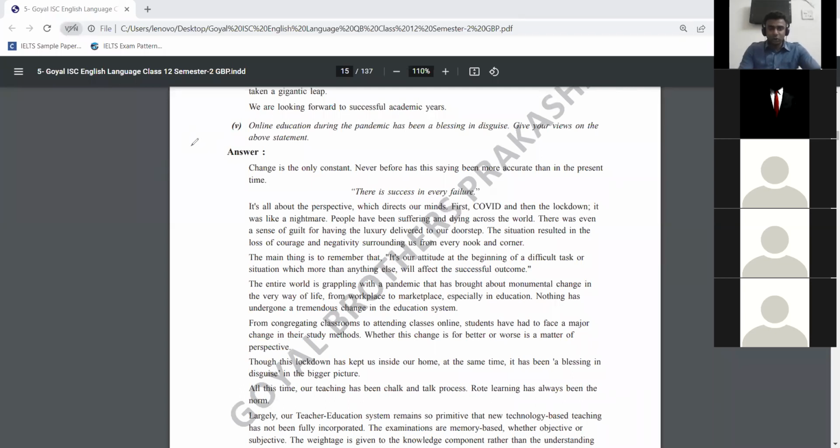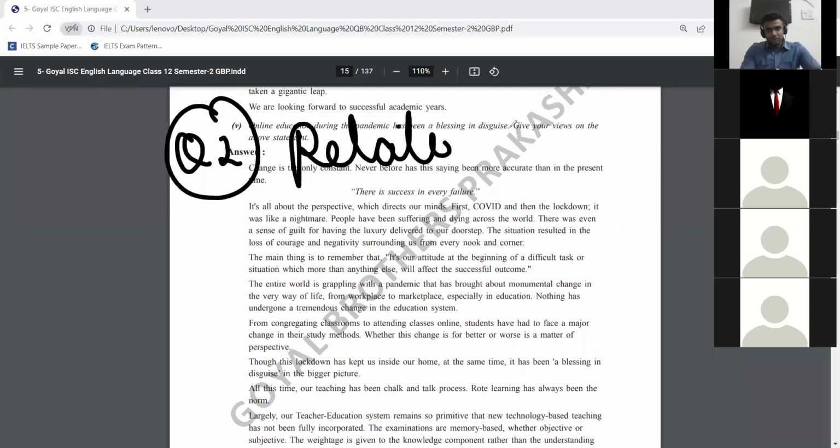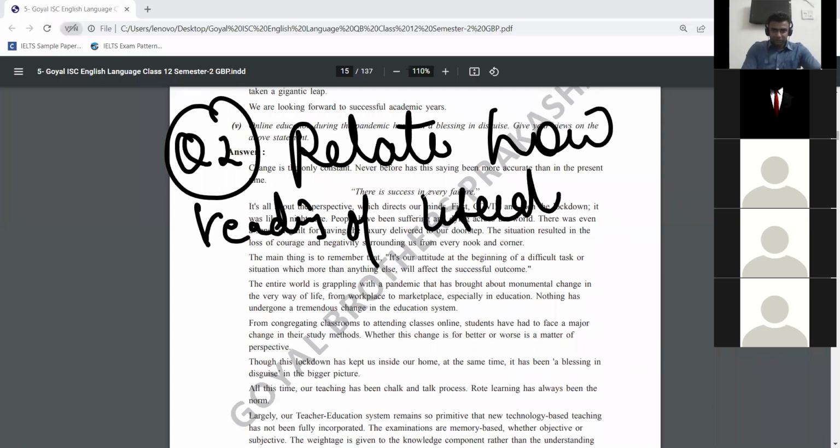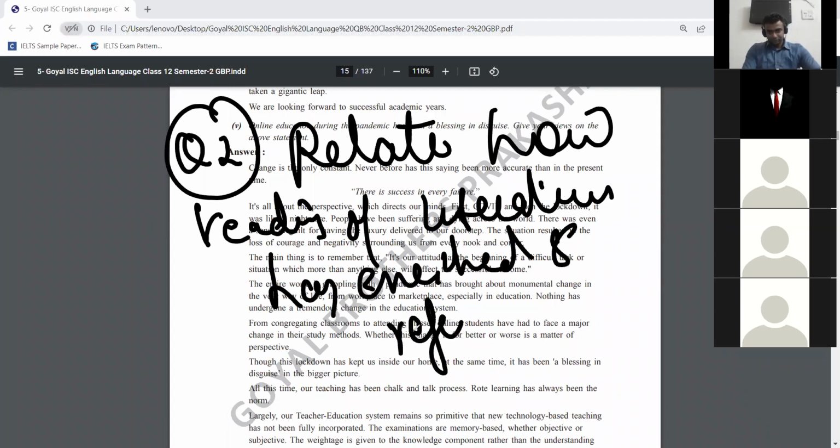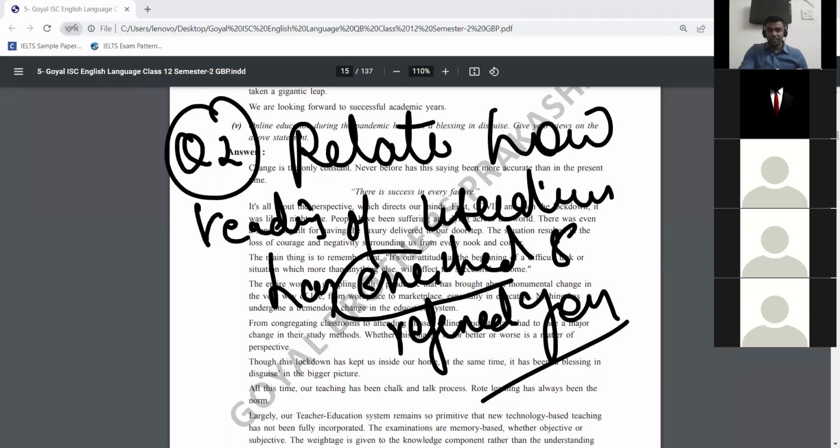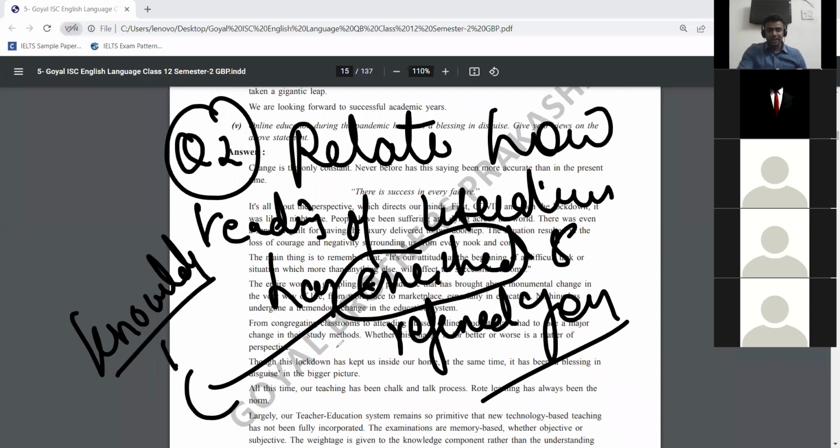This time Deepika will answer your question. Come on. Relate how the reading of literature has enriched and refined you. What a topic. Oh my God, what a topic. Deepika, relate how reading of literature has enriched and refined you. Enriched means filled you with immense knowledge. Refined you means has corrected you and has helped you to become a very learned kind of a student.